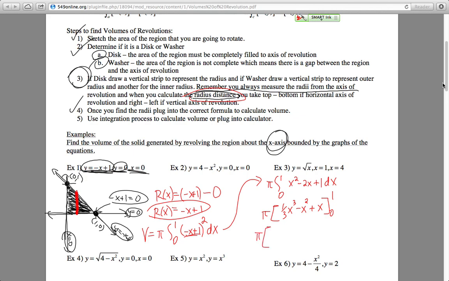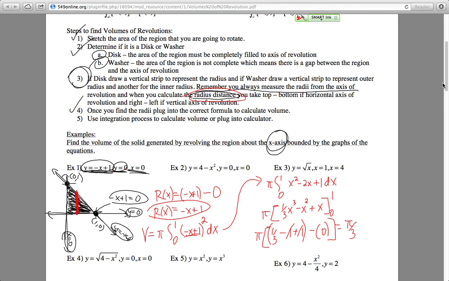Plug the 1 in. That's going to give me 1/3 times 1 cubed, which is just 1/3, minus 1 plus 1, that's my f of b. We're doing FTC now, fundamental theorem of calculus. Minus f of a. Plug the 0 in now. What are you going to get when you plug 0 in? 0. So what happens to 1s? 1s cancel. Leave your answer in terms of pi. You don't have to actually multiply by the pi, so it'd be pi over 3.